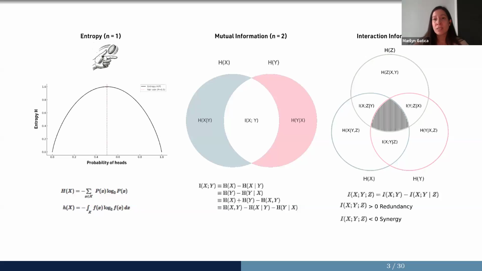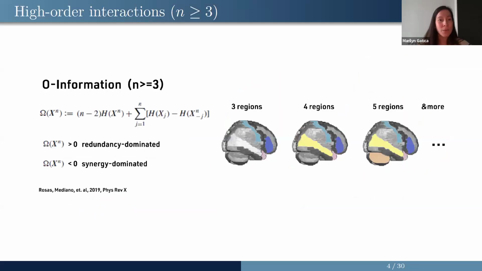And the good news is the story does not end here. Mathematicians love generalizations. So here in 2019, we have this amazing result of Pedro Mediano and Fernando Rosas, where they propose the O information, which you can start in the case of triplets and continue generalizing, and obtain this quantity, still just looking at the generalizations in terms of redundancy- and synergy-dominated.